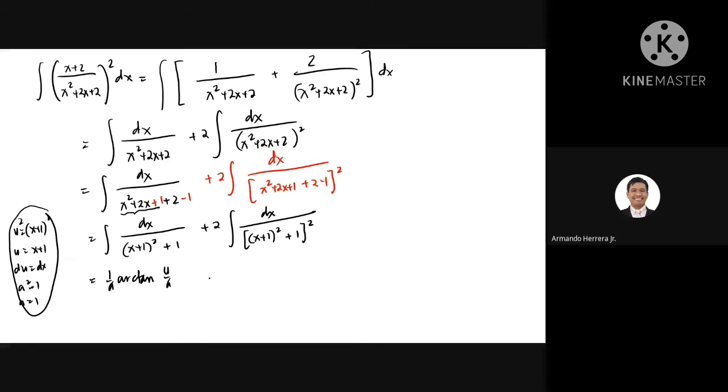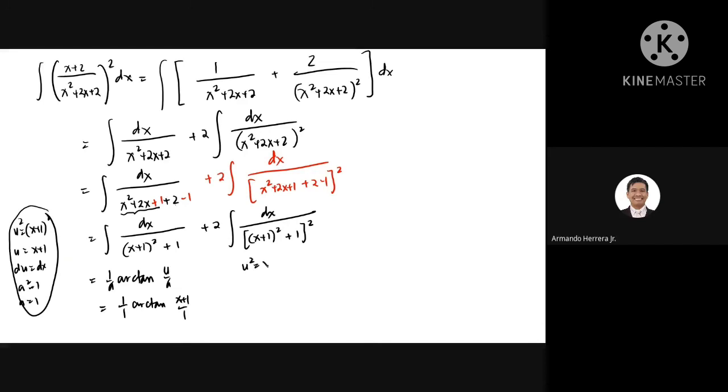Let me finalize this first. 1 over 1 arctangent x plus 1 over 1. So, our first term is simply arctangent x plus 1. So, let's focus on this second term.